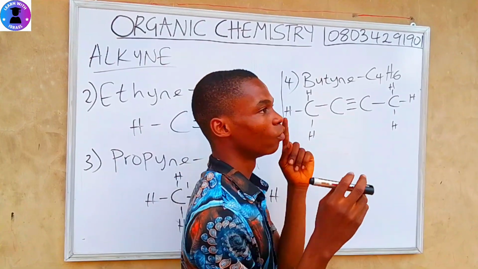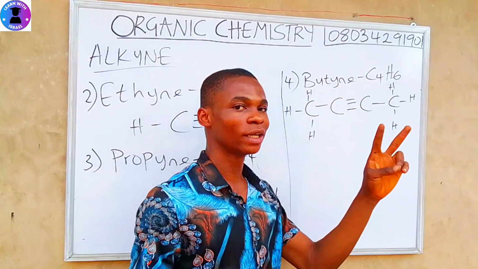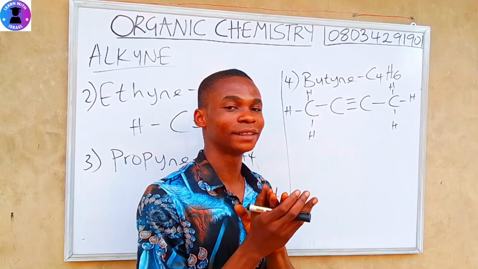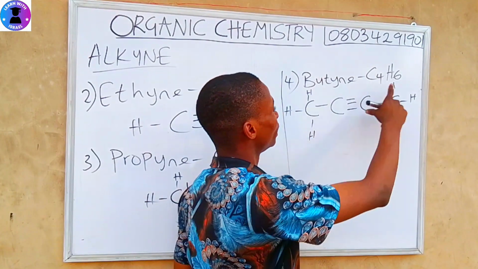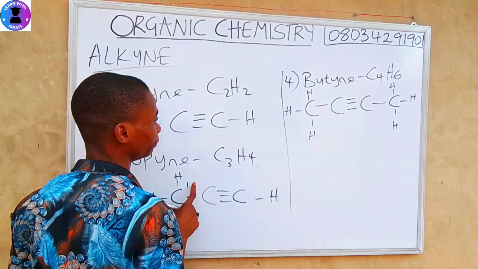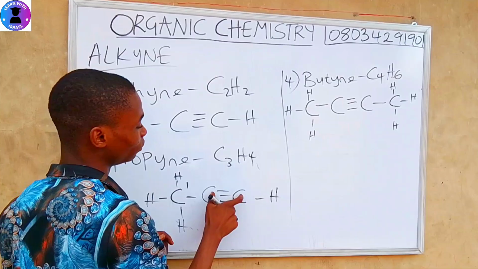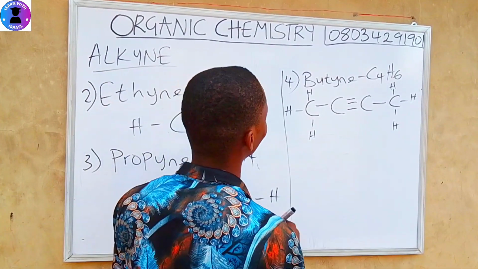CH3 means 1 methyl, while 2 CH3 means 2 methyl. It means dimethyl. So we have 1 methyl here and another methyl here. We also have only 1 methyl here. So we don't have to touch the one that is bonded with the triple bond.